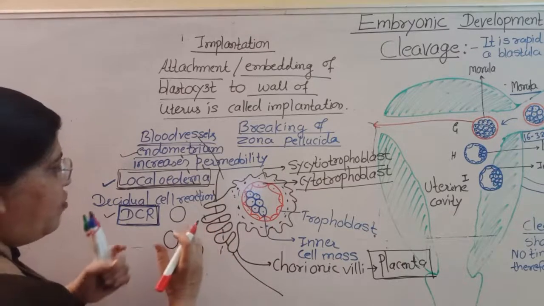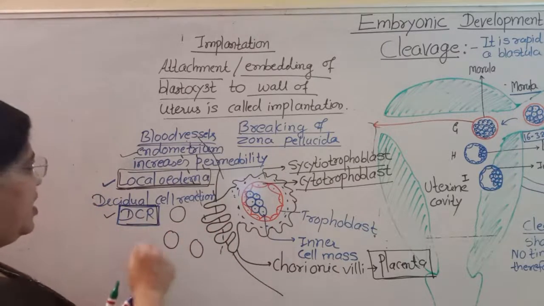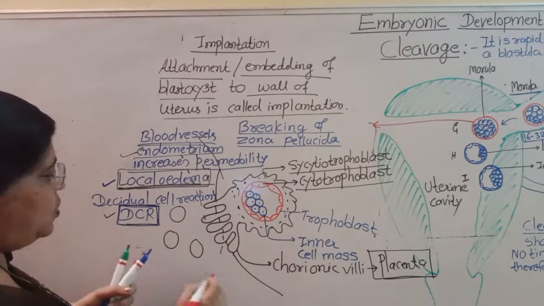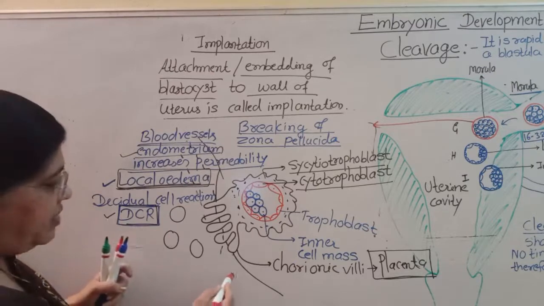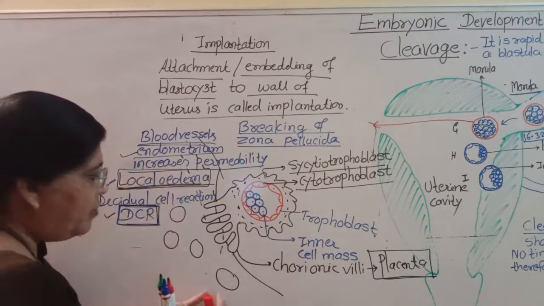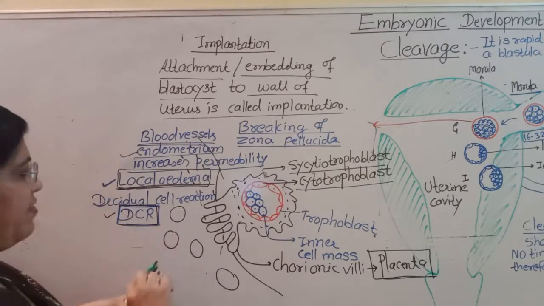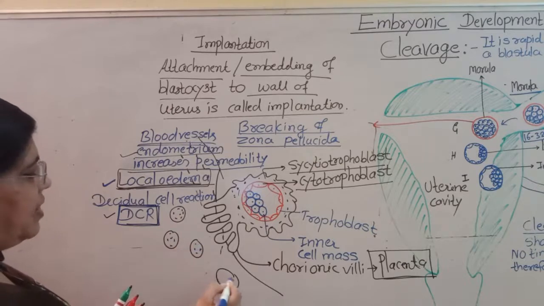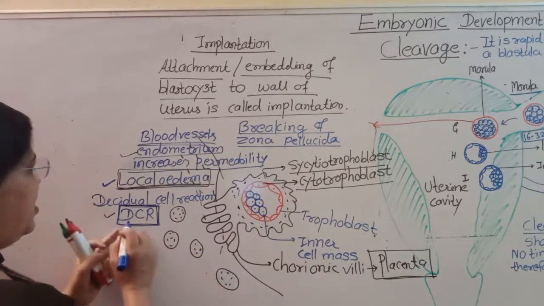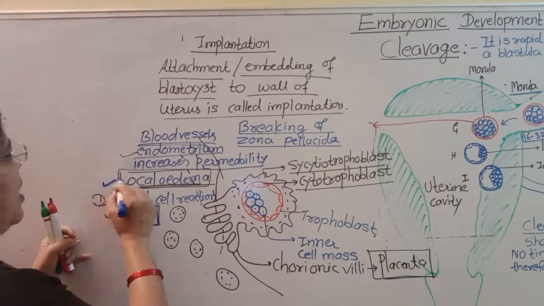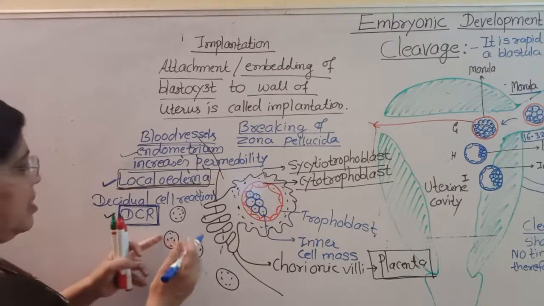This is the wall of uterus. So in the decidual cell reaction, these fibroblasts which are loosely arranged in the endometrium wall of uterus, are loaded with glycogen. This is the second step in the decidual cell reaction. First step is local edema, and second step is these fibroblasts.